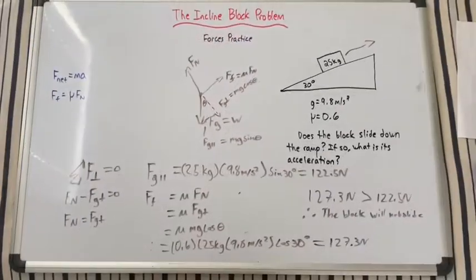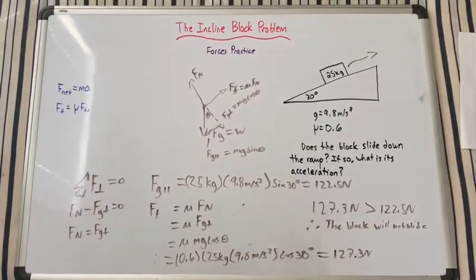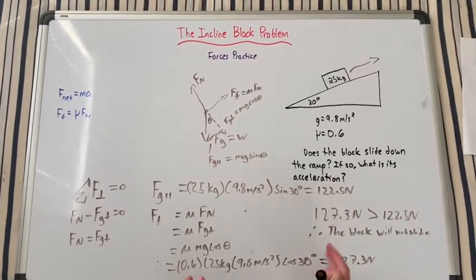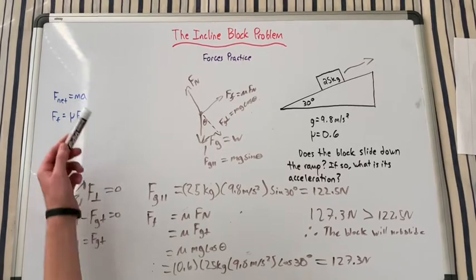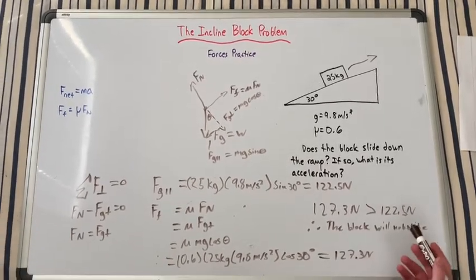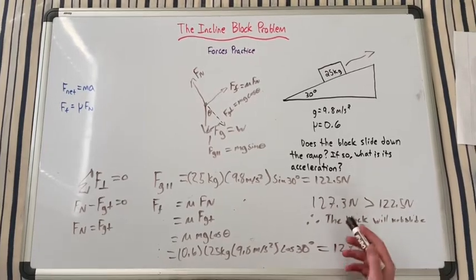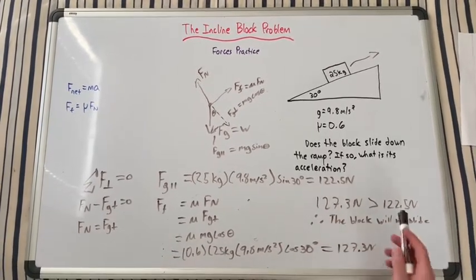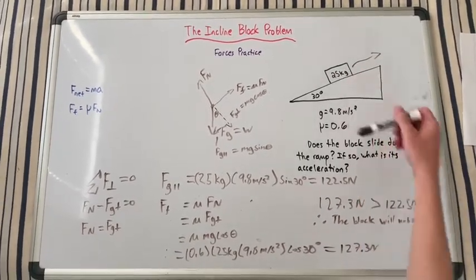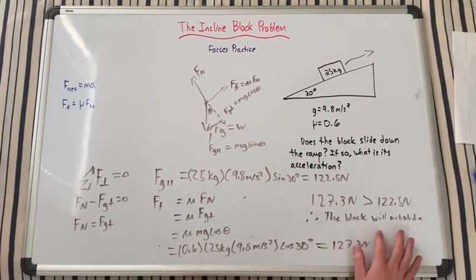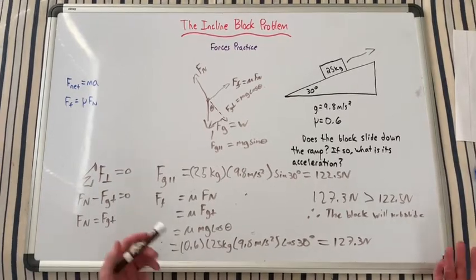And alright guys, so one more thing that we forgot to cover with the incline block problem, which is pretty important to understanding how it works, has to do with the force of friction. So if you look at the answer we got, we basically determined that the force of friction is 127 newtons roughly, while the force due to gravity down the ramp is 122 newtons.